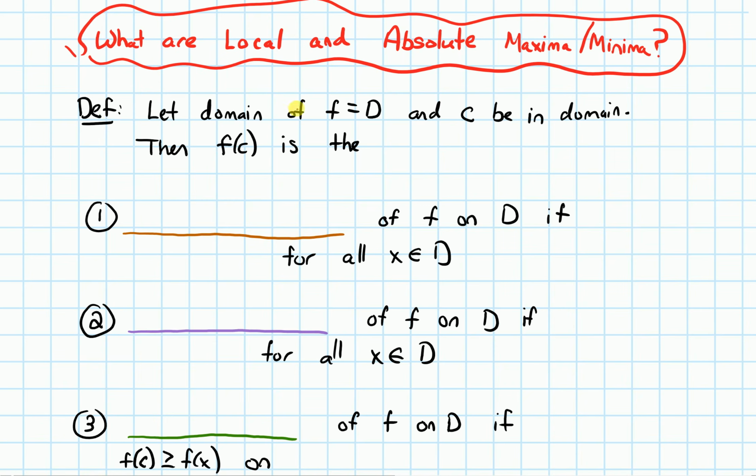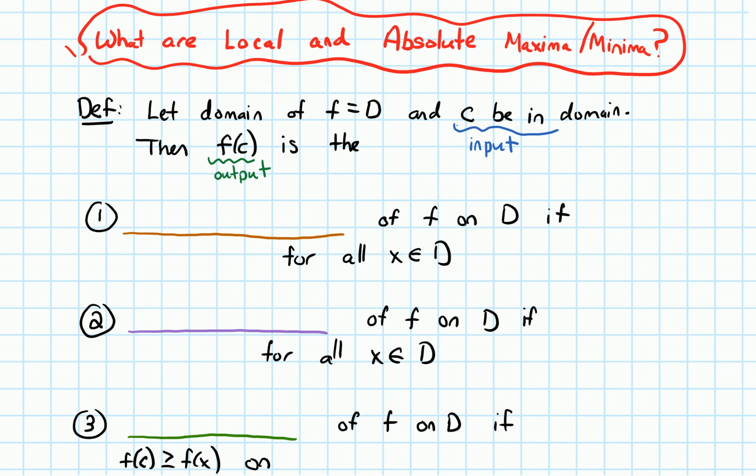Let the domain of our function f be D. So I'm calling the domain D, and c is a number in the domain. Then f of c is the... now there's a few different parts to this, and I'll start to fill these in. But before I do that, when it says that c is a number that's in the domain, that means that c is an input. So a number that's in the domain is an x value. It's something that I plug into my function. And on the flip side, f of c is my output, or it's my y value.